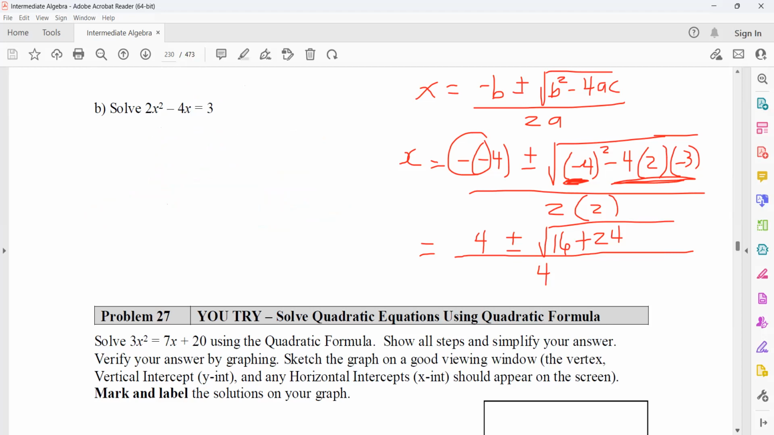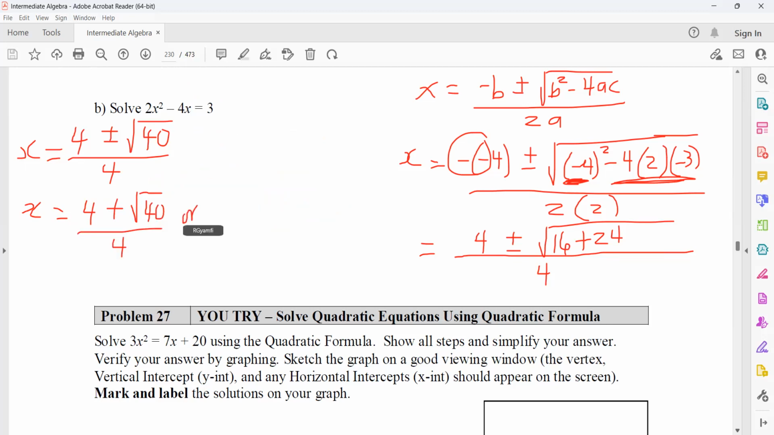Now, what is this going to give us? It's going to give us 4 plus or minus square root of 40, all over 4. So my x will be equal to 4 plus square root of 40, all over 4, or x will be equal to 4 minus square root of 40, all over 4.